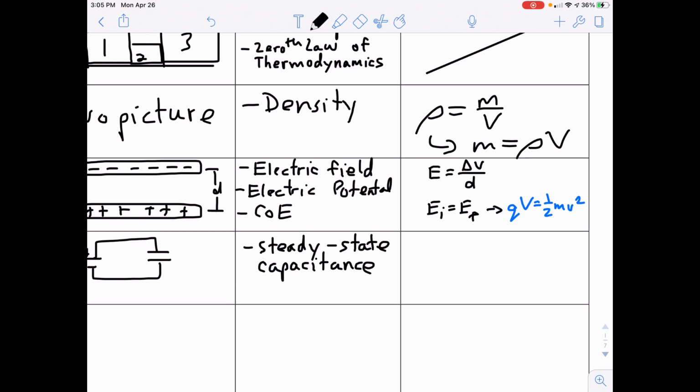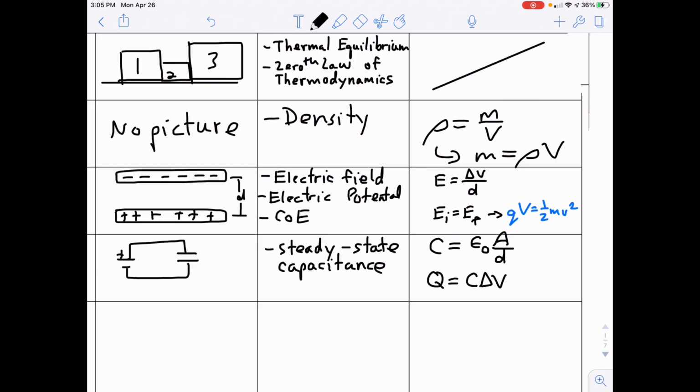And we could use the formula capacitance is equal to epsilon naught times the area of the capacitor plate, divided by the distance between the plates. Or the charge stored on a capacitor is equal to the capacitance times the potential difference across.